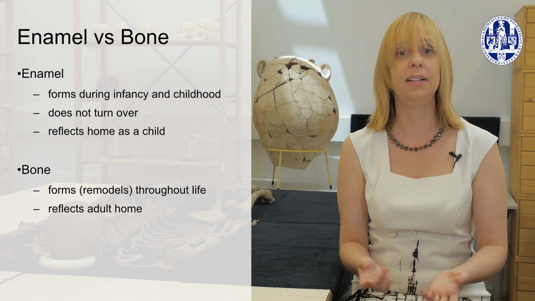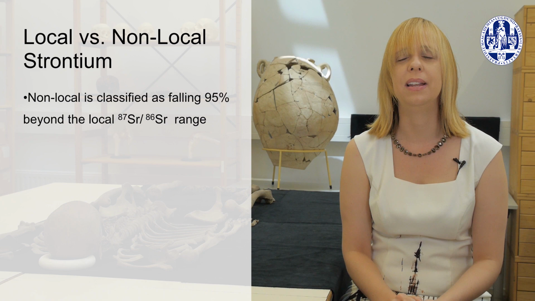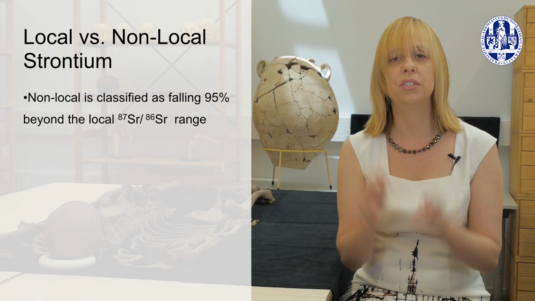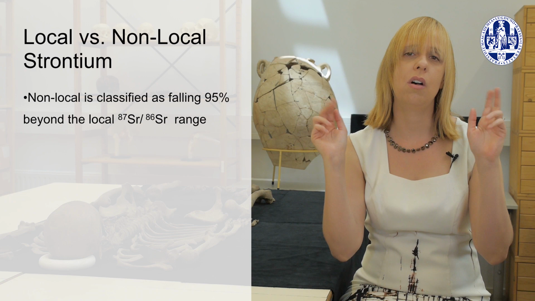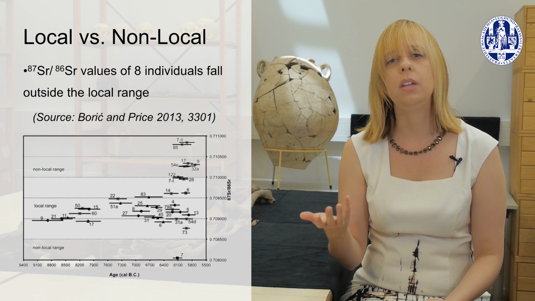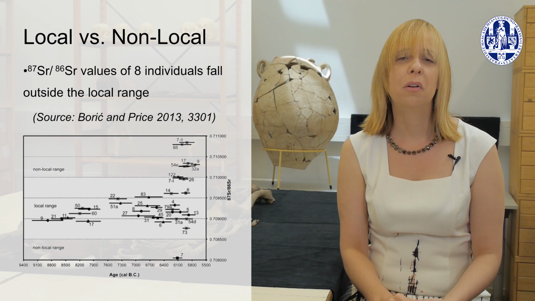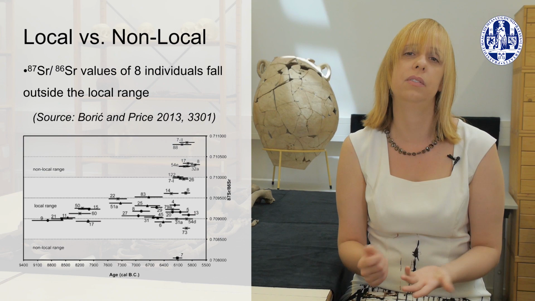Another common approach is to characterize the local bioavailable range of these strontium isotope ratios and consider anyone who falls within two standard deviations of the average as local, and anyone who falls beyond this 95% range as non-local. This is shown in a figure here by Borić and Price, where a relatively high number of non-locals entered the Danube Gorges region in the north-central Balkans around 8,200 years ago, which they interpret as evidence for early farmers entering the region. The non-local could come from an adjacent close-by region that has different bedrock, or from hundreds or even thousands of kilometers away.